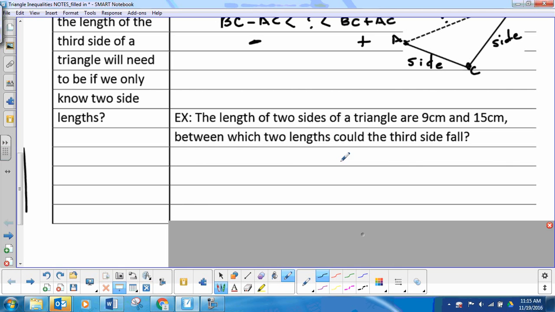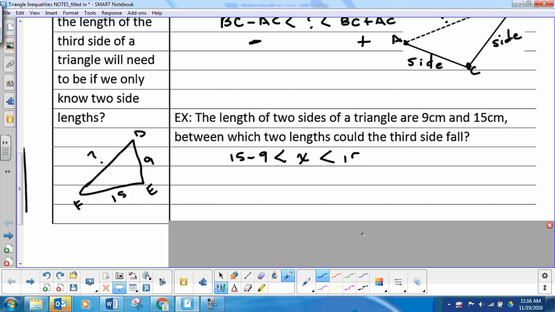Okay, the lengths of 2 sides of a triangle are 9 centimeters and 15 centimeters. Between which 2 lengths could the third side fall? So we'll just draw a quick triangle over here, and we'll give it a name DEF. We know that one side is worth 15, and one side is worth 9, and we're trying to determine what that third side could possibly be. So we take those 2 values and subtract them to find the low side, and we're going to call whatever that middle ground is X.